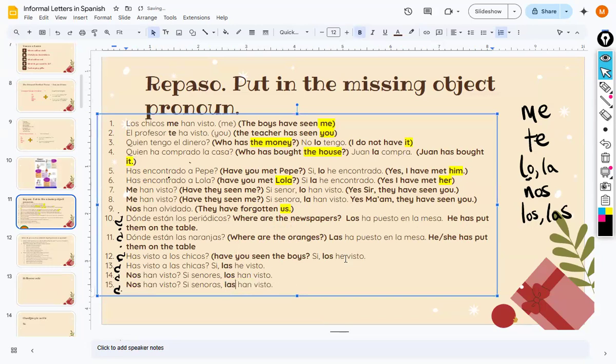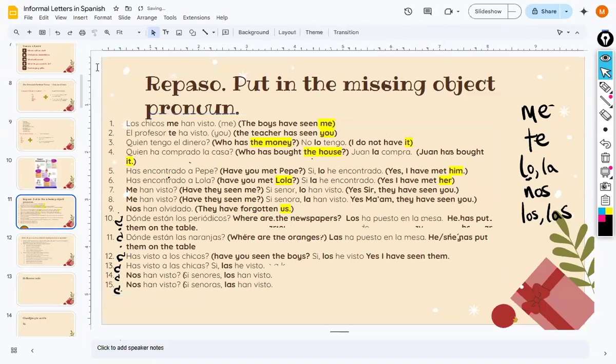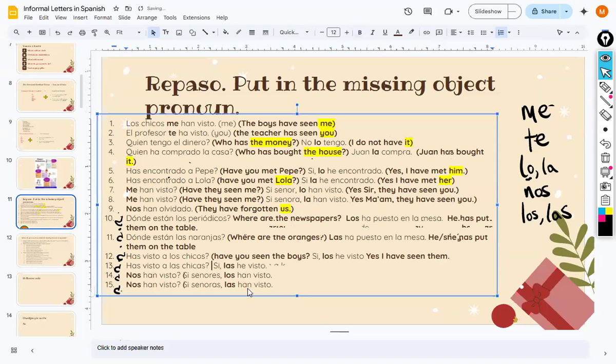All right, so I'm going to go ahead and put in the English here. And this will be the last thing we do today, right? So have you seen the boys? You put in your accents on the C as well, right? So yes, I have seen them, right? Okay, sorry about that. All right. ¿Has visto a las chicas? Have you seen the girls?